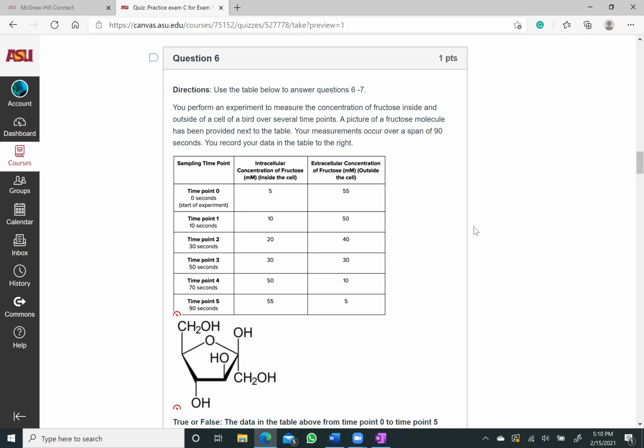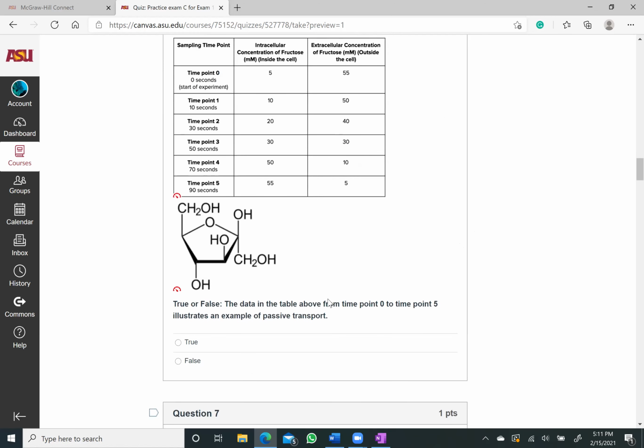But since we keep pumping stuff against, look at time point 4 and time point 5, we're now going against the concentration gradient, which is going to require active transport, which means there's some type of energy being used. There's ATP, there's a pump, something going on. So this is false. This doesn't illustrate passive transport. This illustrates an example of active transport. And like I said, if this stopped at time point 3, then it would be passive transport because it just gets to equilibrium and stays there.